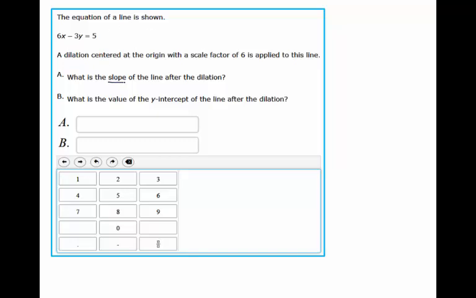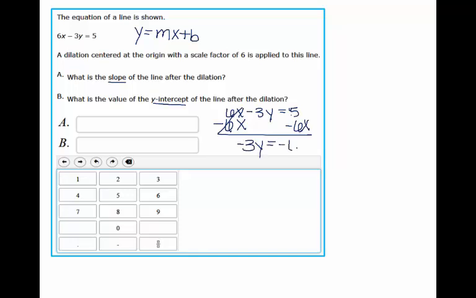We're going to have to identify the slope and the y-intercept, so I recommend putting this in slope-intercept form, which is y equals mx plus b. In order to do that, that just means that we are going to solve for y. So 6x minus 3y equals 5. You can make sure that you subtract 6x first to try to take that to the other side. This will cancel. Negative 3y equals negative 6x plus 5.